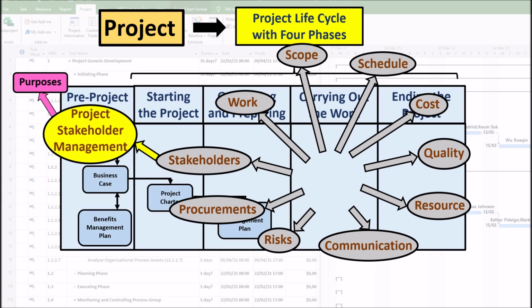Project stakeholder management includes three purposes. 1. The first purpose is to identify individuals, groups, or organizations that may impact or be impacted by the project. 2. Another purpose is to analyze stakeholder expectations and their impact on the project. 3. Another purpose is to develop appropriate management strategies to effectively involve stakeholders in project decisions and execution. The ability of the project manager and team to properly identify and involve all stakeholders in an appropriate manner can mean the difference between project success and failure.